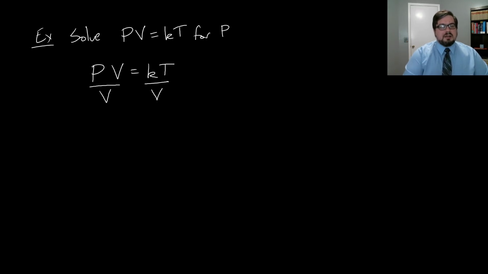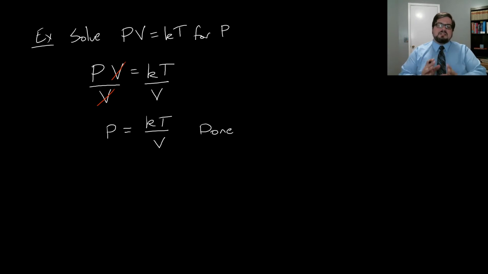So if we divide both sides by V, then on the left-hand side, we've canceled out everything in the problem except for P, which means we're left with just P equals KT over V. And we're done. We have successfully solved this equation for P.